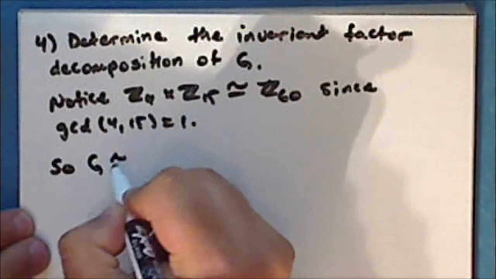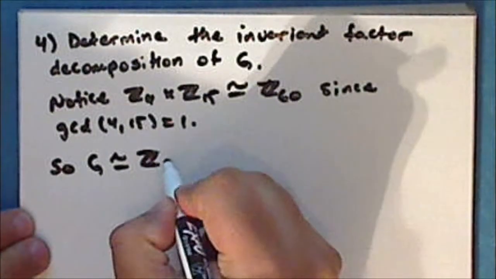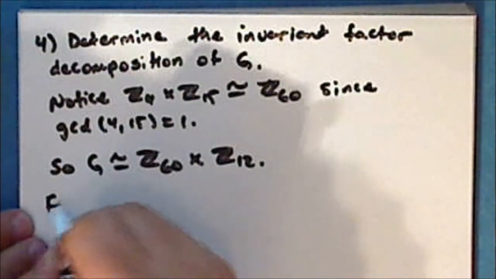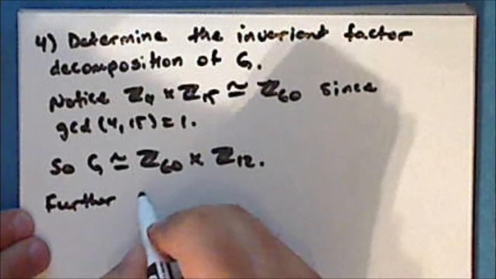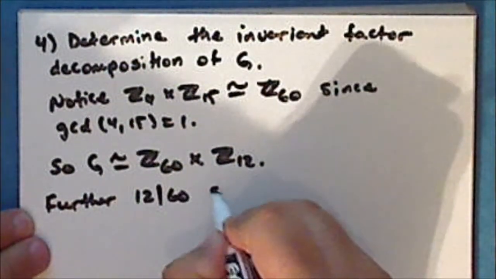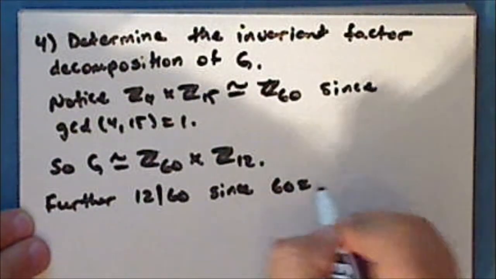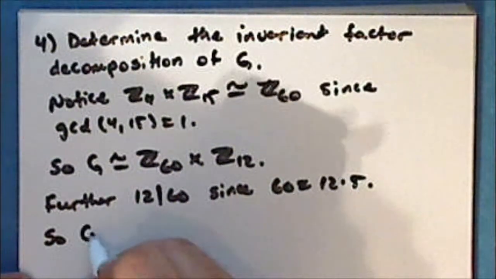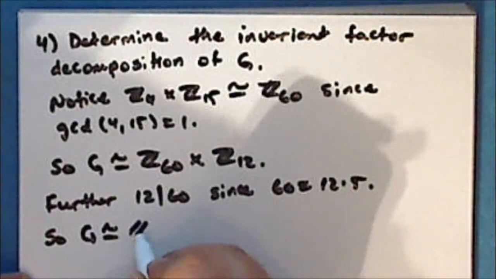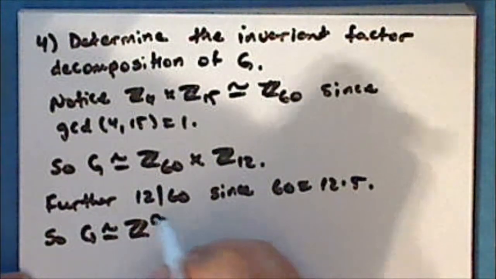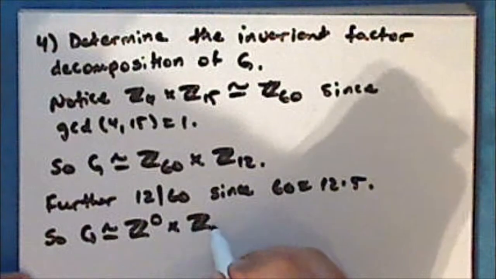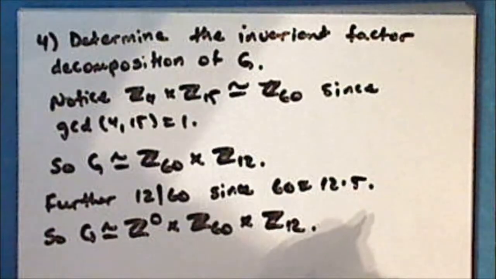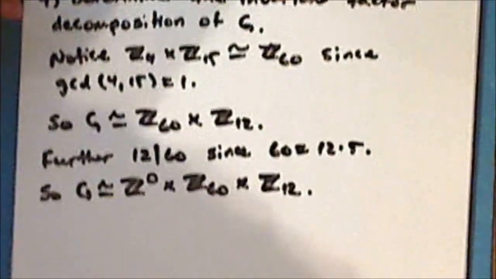And so the group G is isomorphic to the direct product of the integers modulo 60 with the integers modulo 12. Further, 12 does divide 60, since 60 is equal to 12 times 5. And so we have that the group G is isomorphic to the integers superscript 0 times the integers modulo 60 times the integers modulo 12. And this is the invariant factor decomposition of the group.